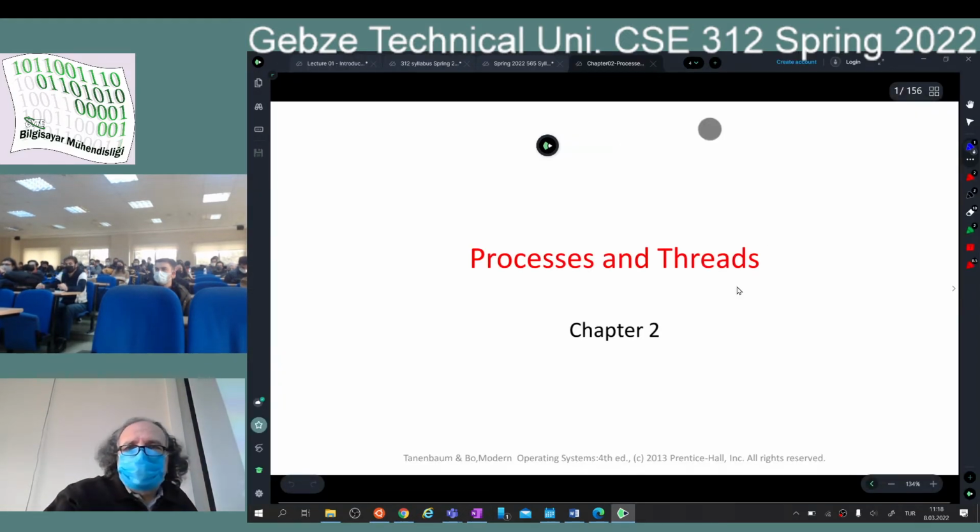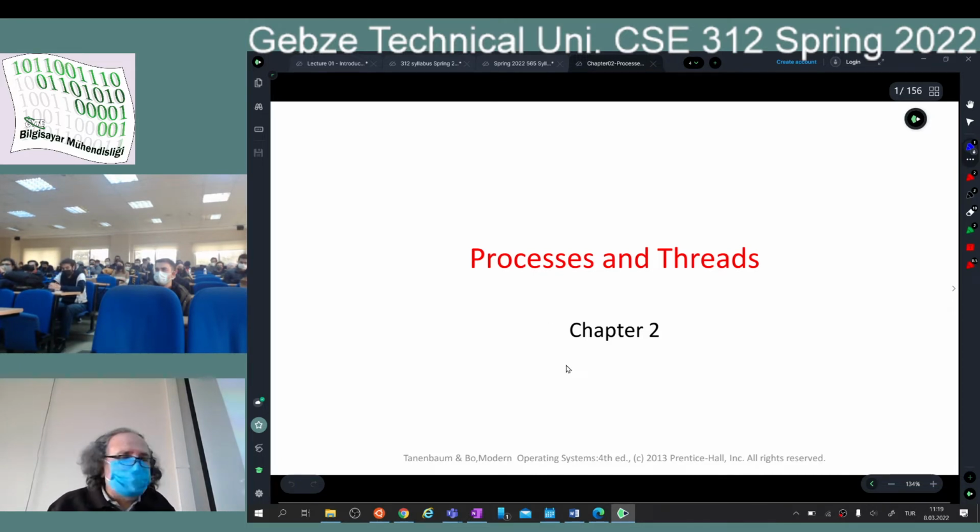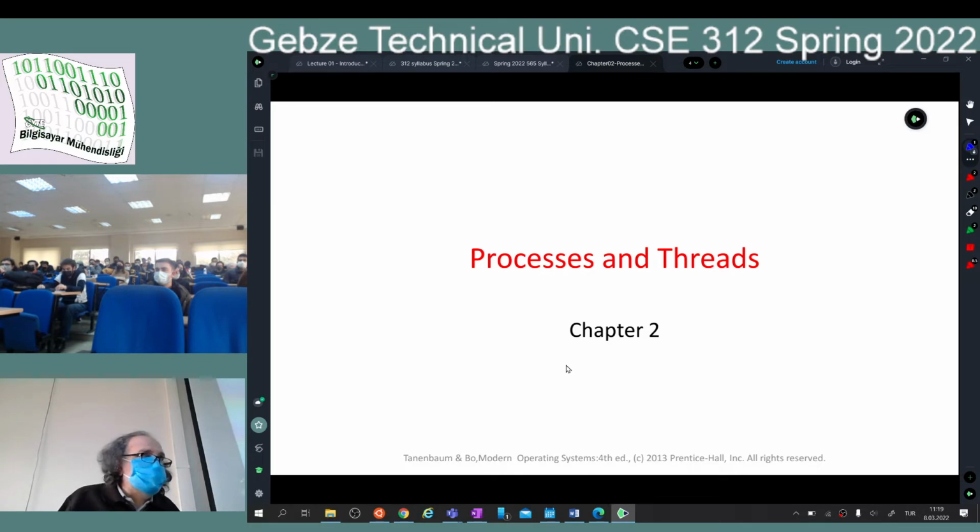Okay, good. So processes and threads. We are going to spend a lot of time on this chapter, chapter number 2. Maybe this is the most important concept about operating systems, processes and then threads. There are two main things about operating systems, as you know: abstract and hide the details of the underlying hardware. So we are going to hide the details of the CPU and manage the resources of the CPU. That's what we are going to do.